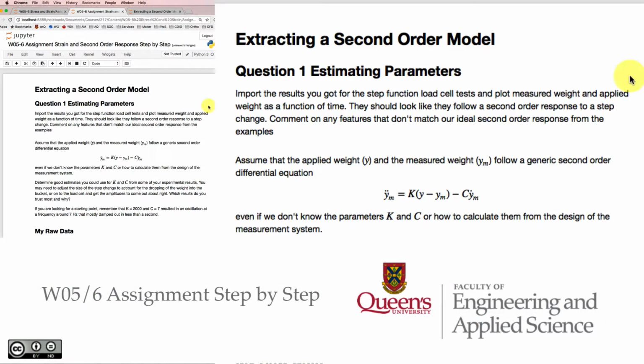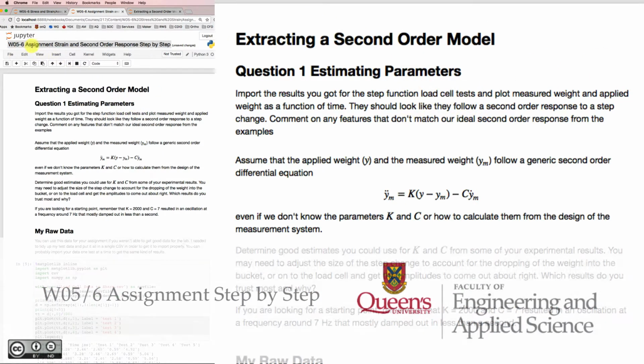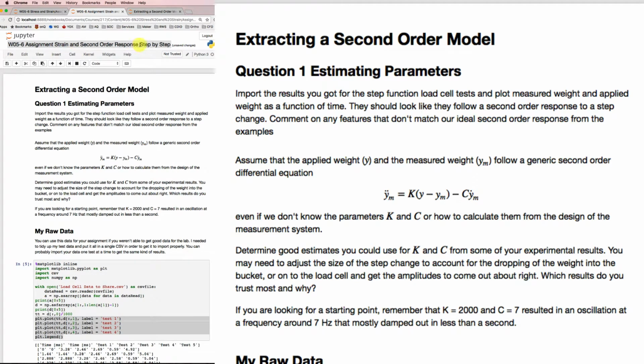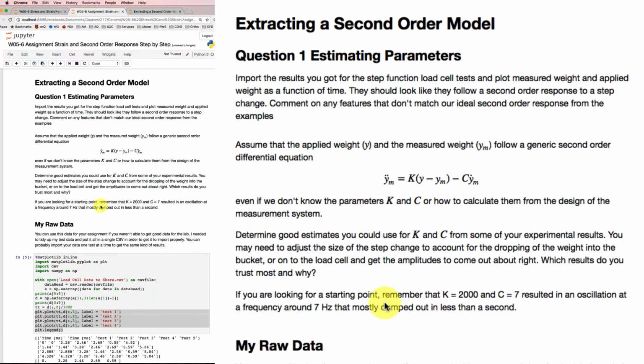Let's see if we can go step by step to at least get started on this week 5-6 assignment for strain and second order response. So this is the first question that we had. The target here was to estimate the parameters K and C that go into a second order equation like this in order to predict a behavior that'll be similar to what we measured in the lab. As a starting point, the question suggests we could try setting K and C equal to 2007 and see what comes out.